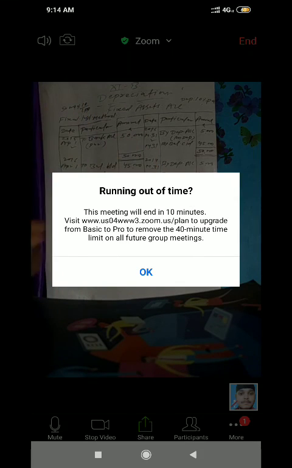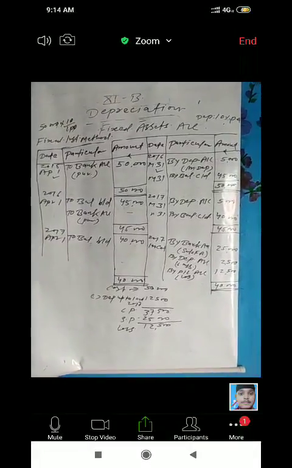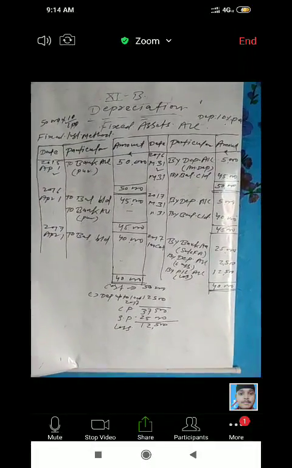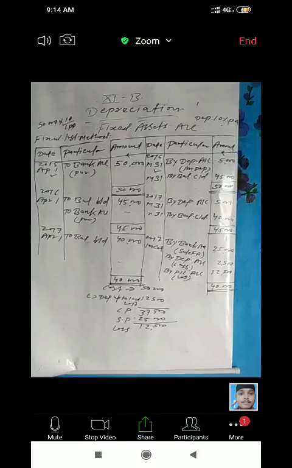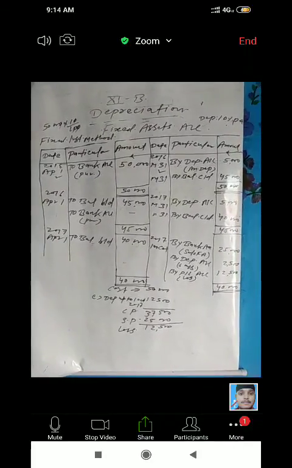This is the process of calculating depreciation and profit and loss, and also how to prepare the fixed assets account. Is it visible to you? Are you all getting the benefits of it or not? That is how I have calculated profit or loss? Good.